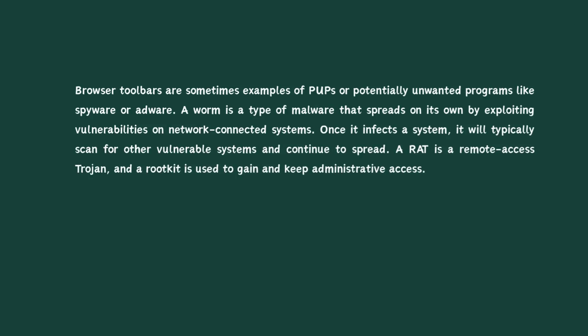Browser toolbars are sometimes examples of PUPs, or potentially unwanted programs, like spyware or adware. A worm is a type of malware that spreads on its own by exploiting vulnerabilities on network-connected systems. Once it infects a system, it will typically scan for other vulnerable systems and continue to spread. A RAT is a remote access Trojan, and a rootkit is used to gain and keep administrative access.